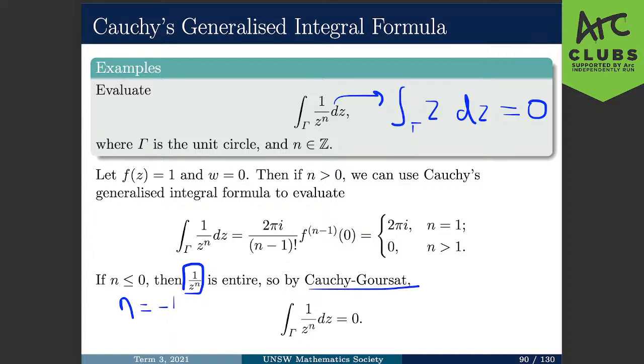Okay, because actually the function here is holomorphic at 0. It's only when n is larger than 0 that we start having issues, where this function is not holomorphic at z equals 0, and we need to apply Cauchy's generalized integral formula. But if the function is holomorphic at 0, like in this case, then it's just 0.